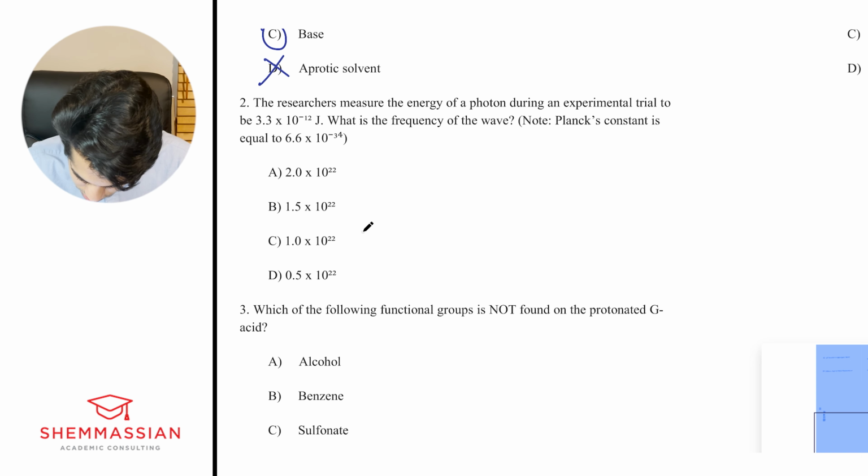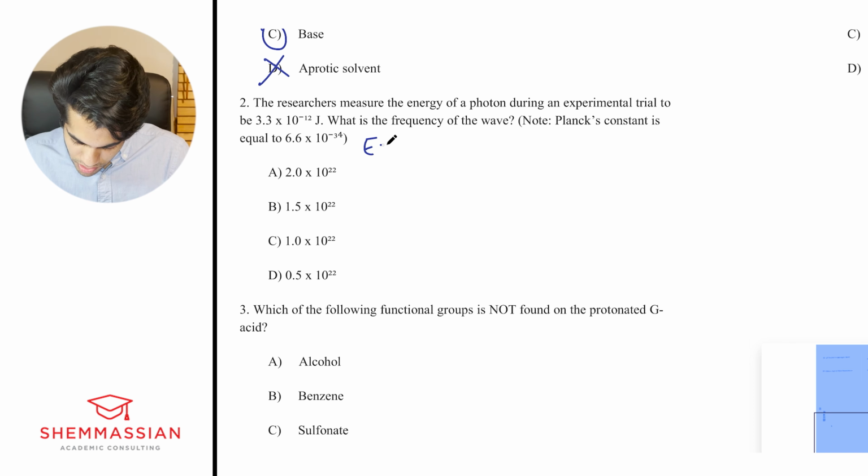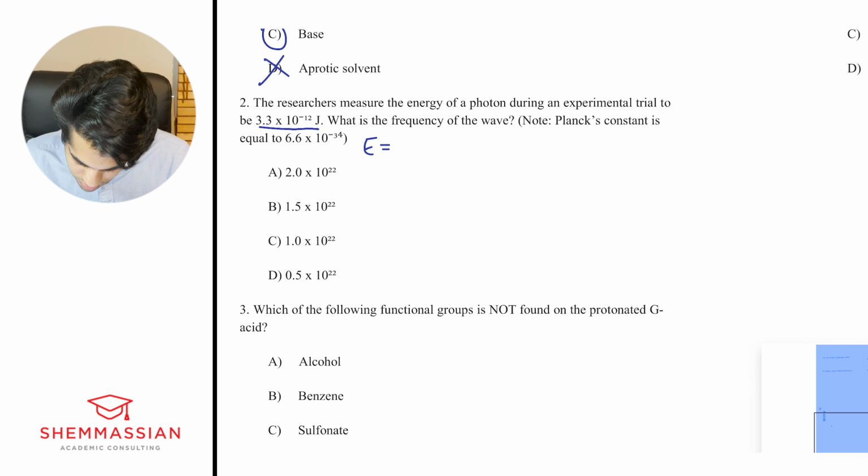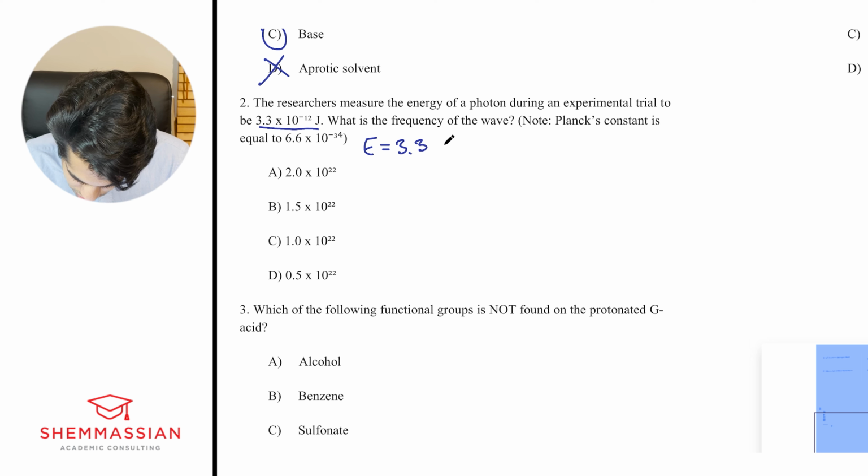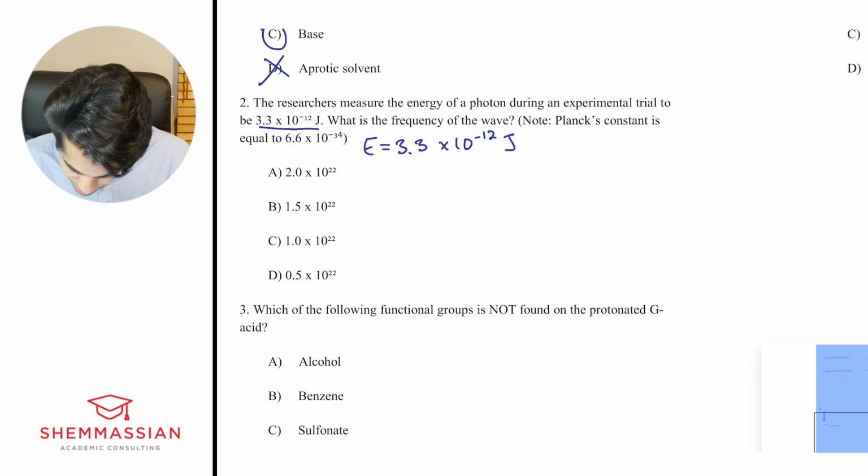So I'm given energy, right? And they tell me right here, it's 3.3 times 10 to the negative 12 joules. I'm also given Planck's constant, which is 6.6 times 10 to the negative 34. And what I need to find is frequency.